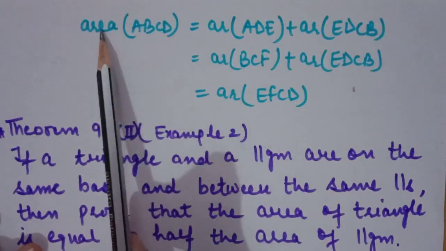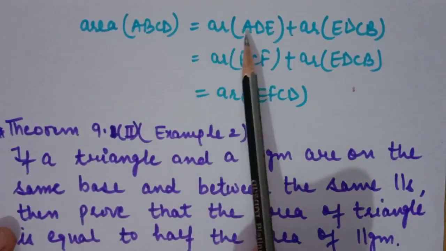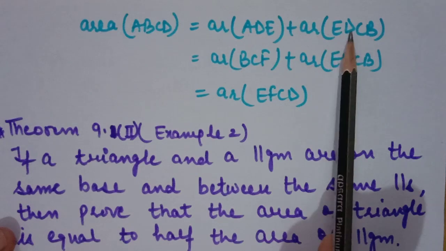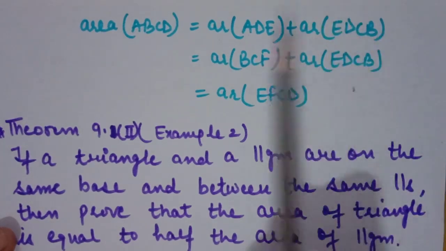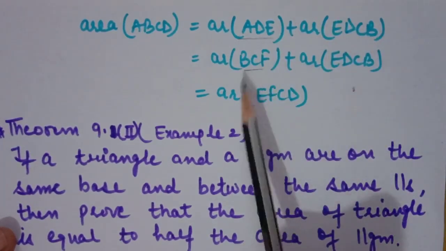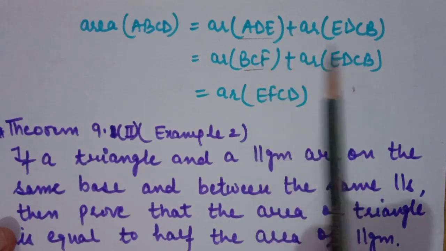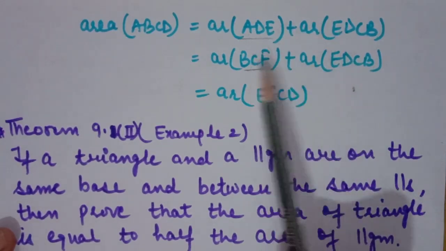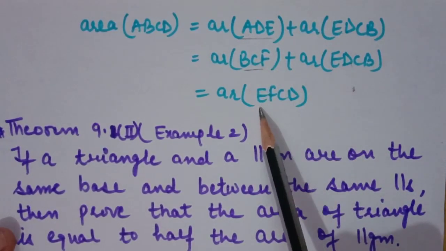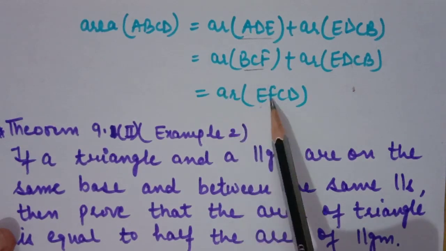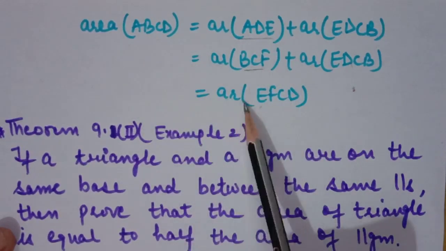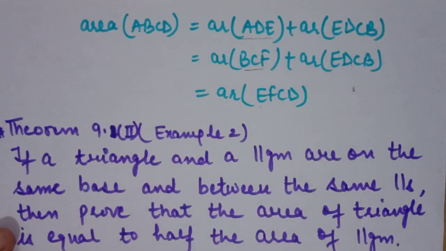So students, area of ABCD is equal to area of ADE plus area of EBCD. So we will replace this with the other triangle, and then when we add these two parts of the parallelogram, we will get our second parallelogram, area of EFCD. So area of ABCD is equal to area of EFCD. So students, this is your first theorem. It is a very important theorem. You have to revise it, learn it.